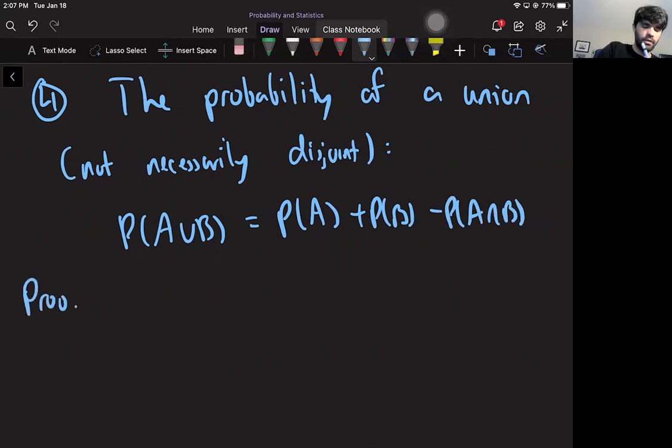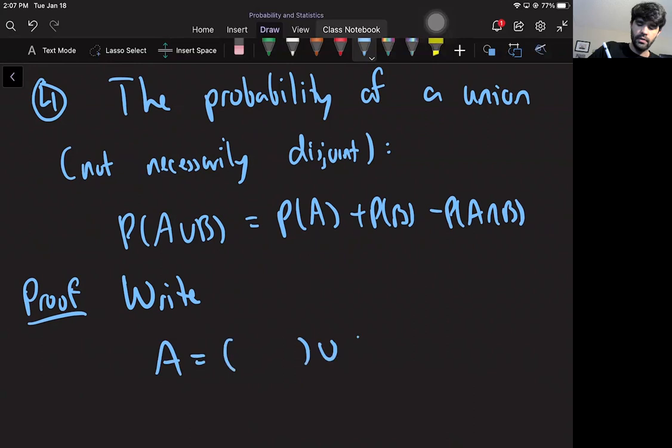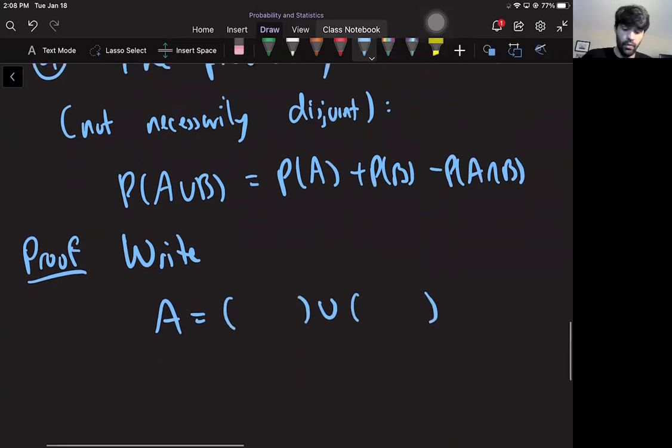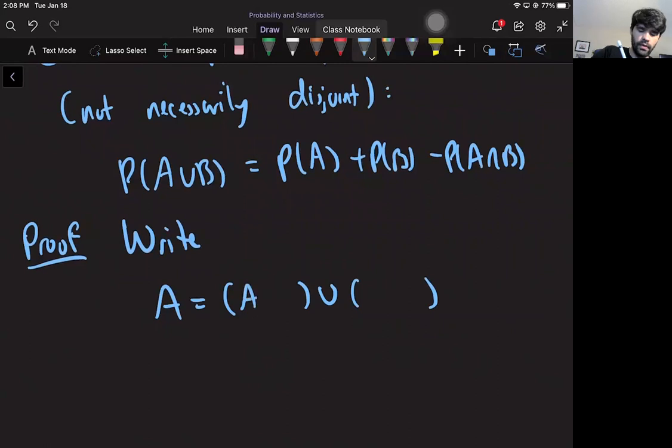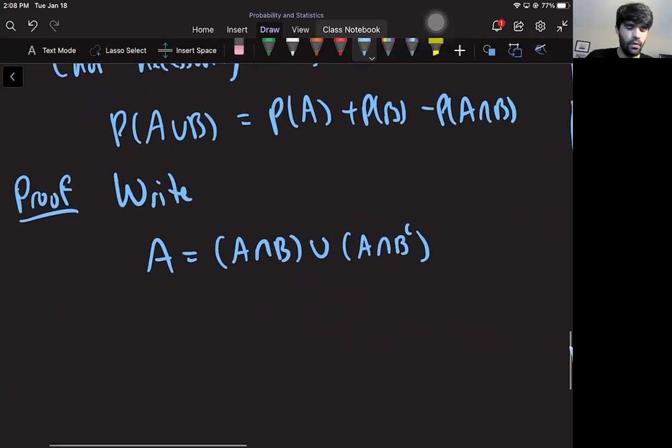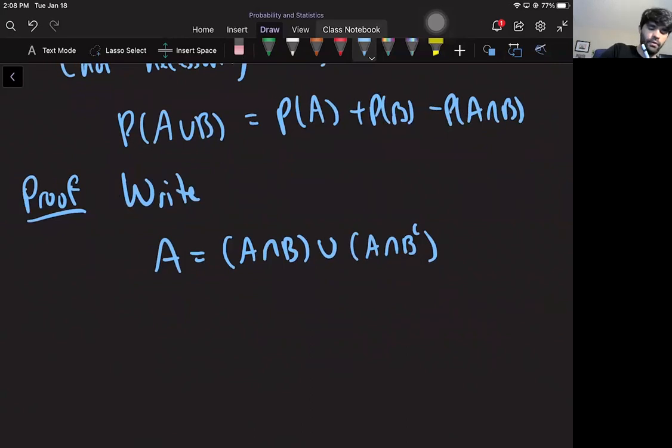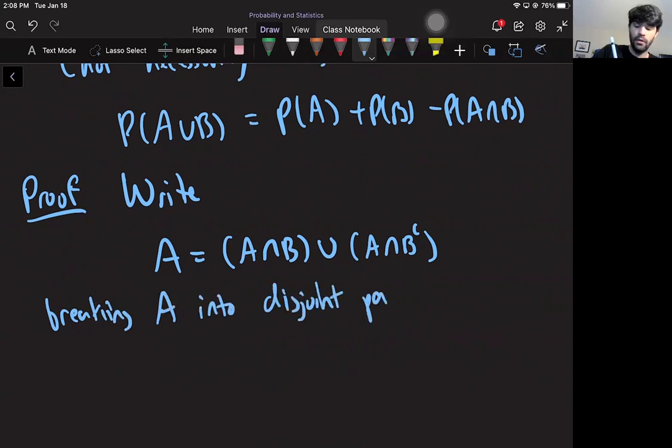Okay, so we're going to use some tricks that are a little bit tougher. Well, not tougher, but we just saw one of them. The first thing we're going to do is rewrite A in terms of disjoint components. So we're going to do the same trick I did before. I want to have the pieces of A that are in B and the pieces of A that are not in B. So that's how I can say that. I'm just breaking A into disjoint parts here.